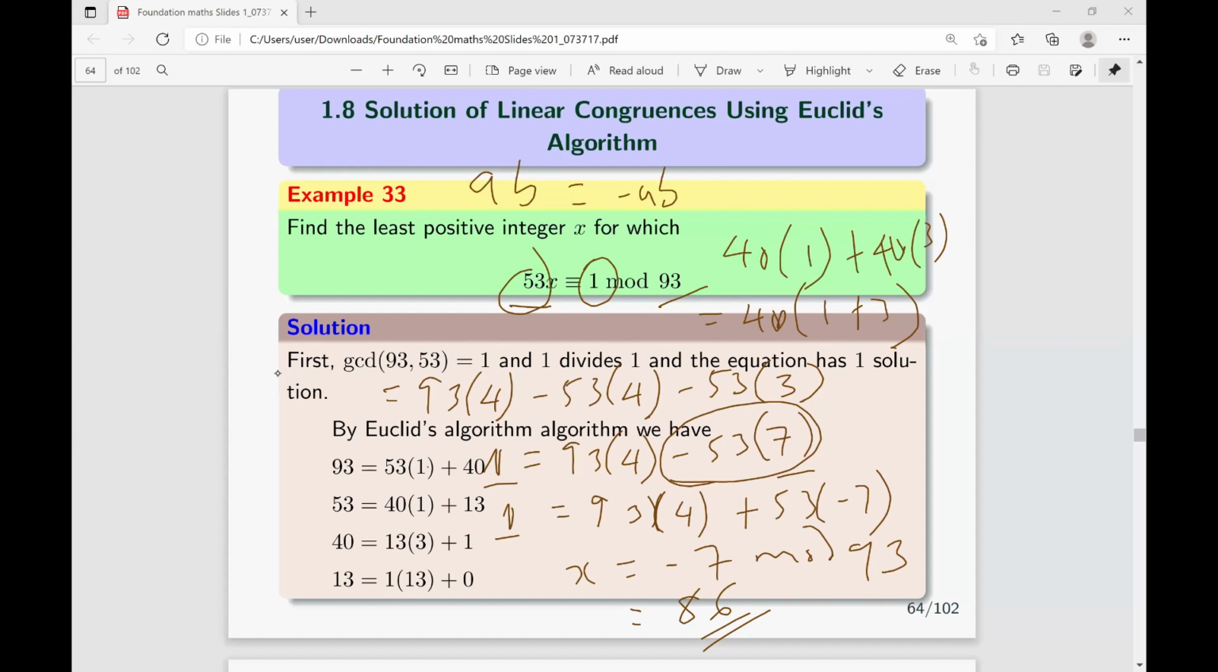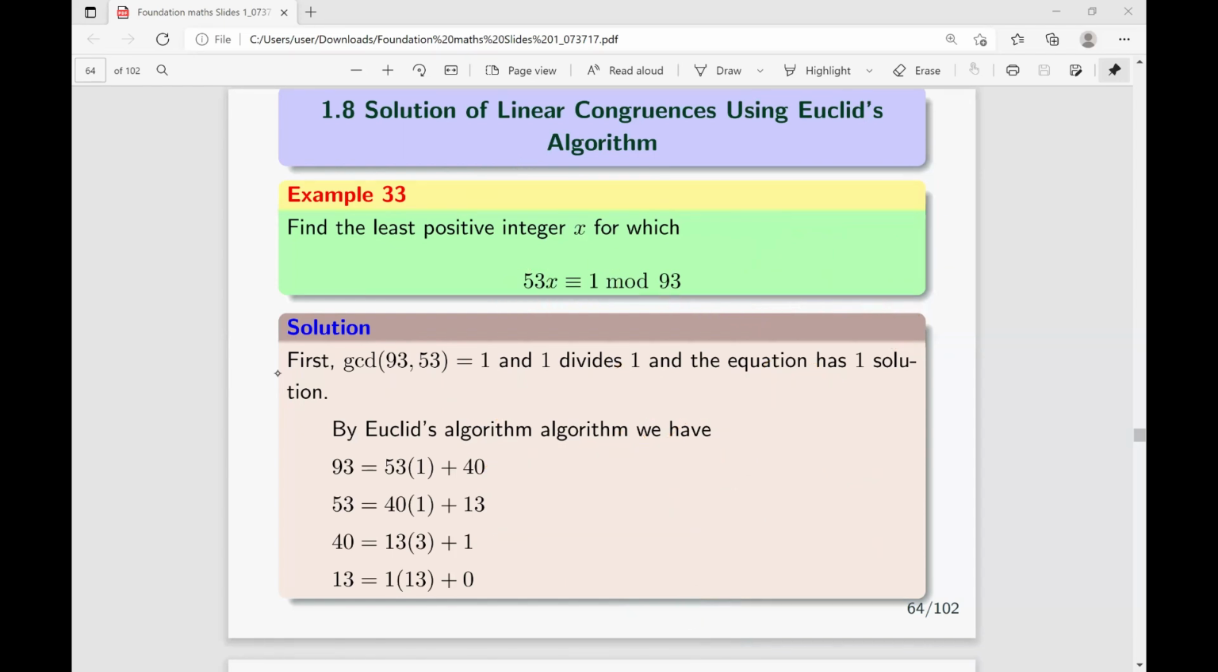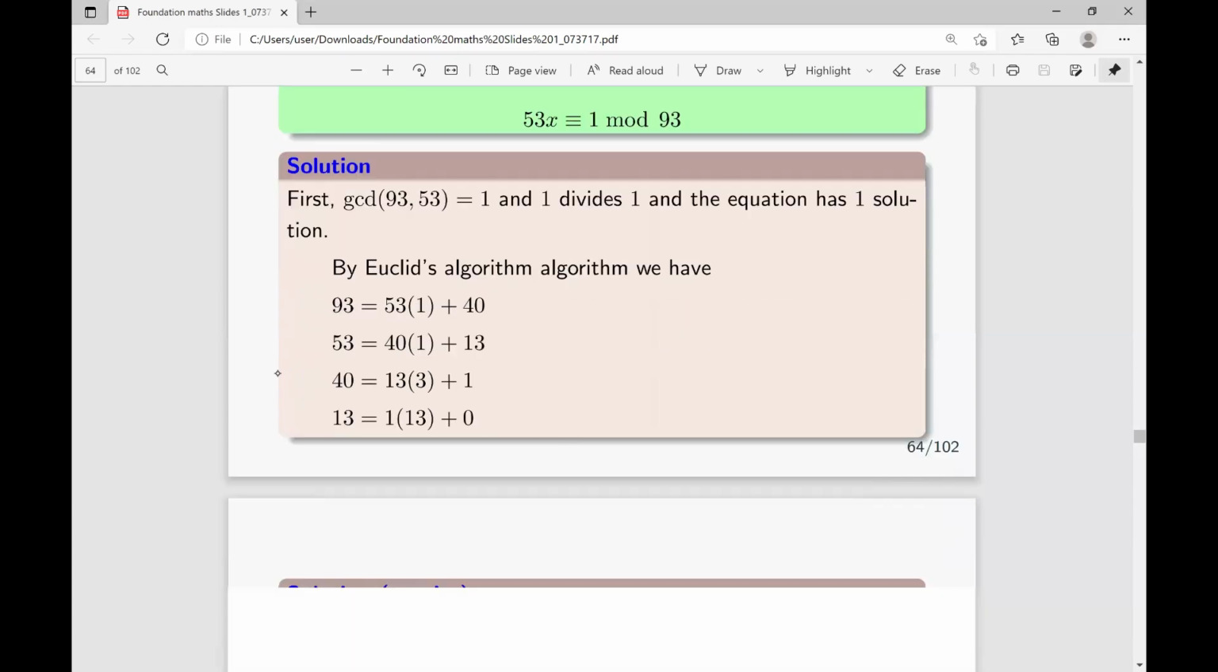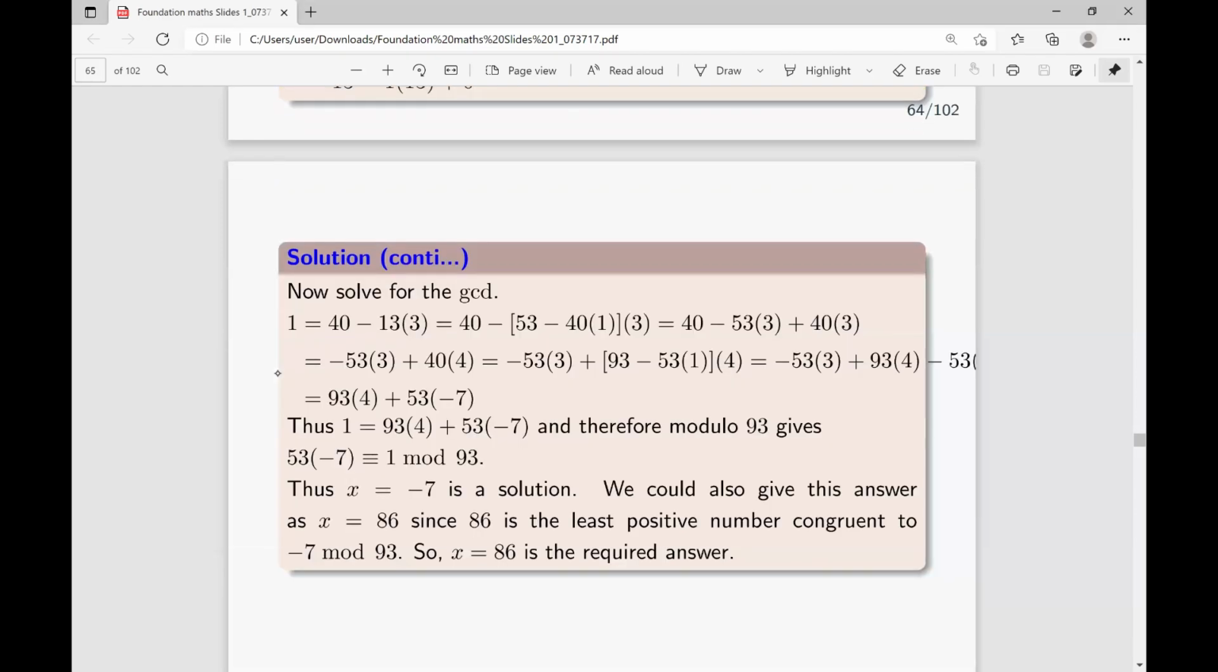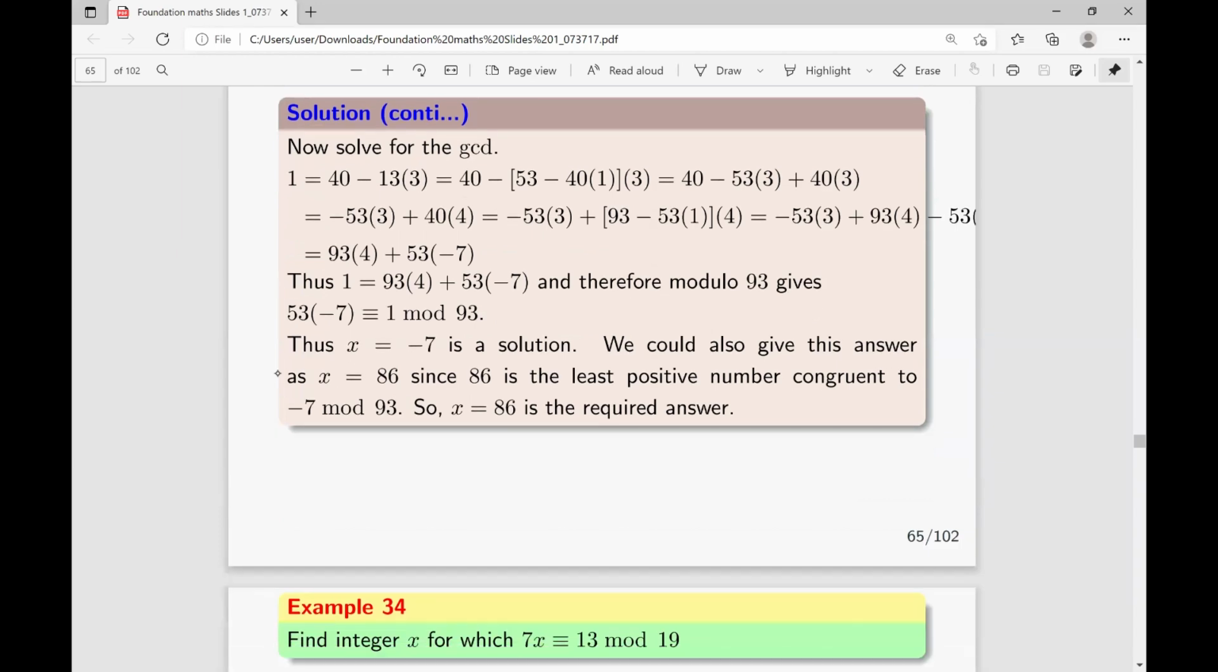Because it's 53 that when you multiply by, is 86, which when multiplied by 53 gives you 1. So the inverse of 53 is 86. Is that okay? Yes. I want to take another question. I want to look at the next question. See what to do. So I got 86 as the answer there.